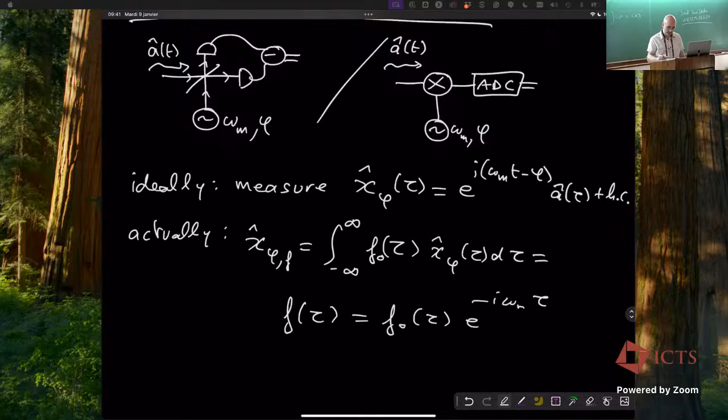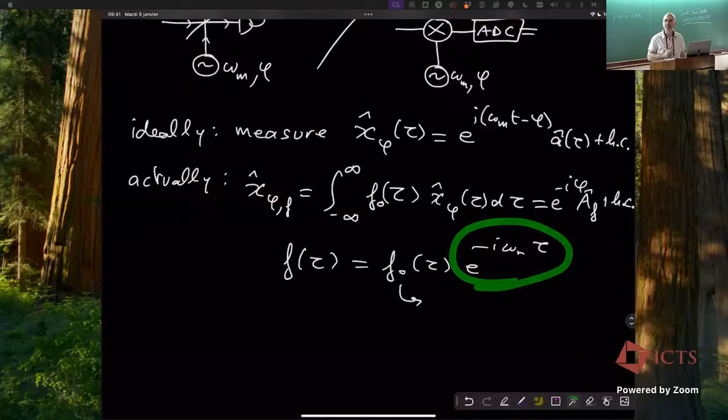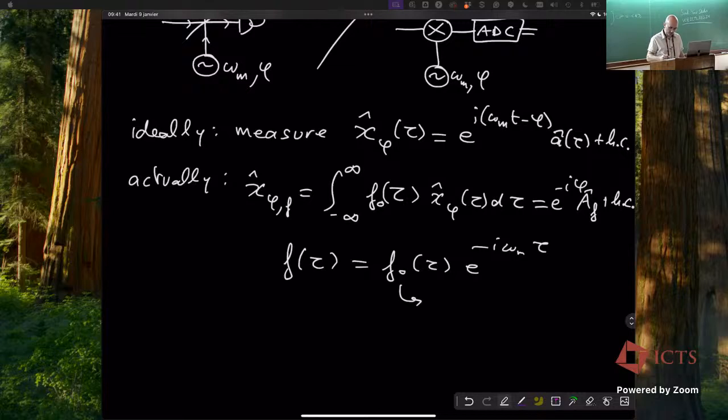So we can define again a mode big capital A_f. So we have here, you see, the exponential minus i phi A_f plus Hermitian conjugate. And since we've deported all the complex part in this rotating term, f naught is a real function, so this belongs to L2 of R in R.